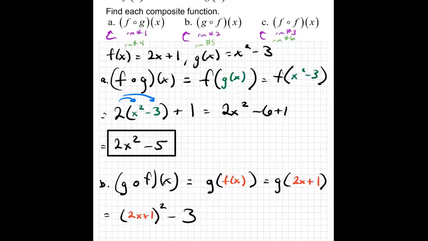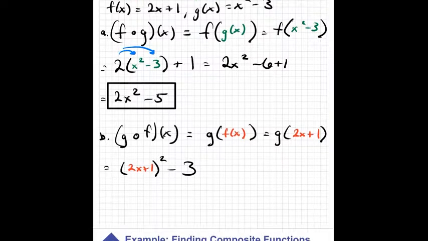So now here, if we say the red thing is squared, what does squared mean? Well, squared means multiplied by itself twice. So it really just means this. 2x plus 1 times 2x plus 1. Whatever answer we get, we subtract 3.